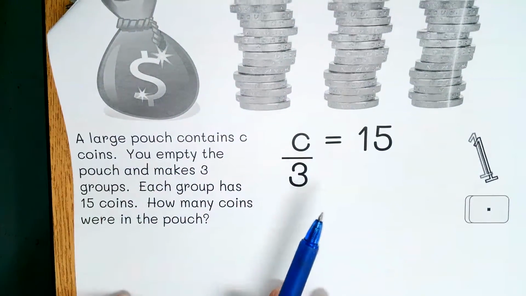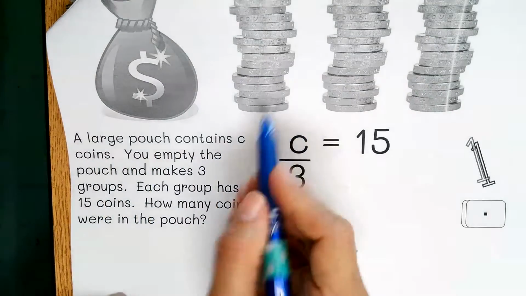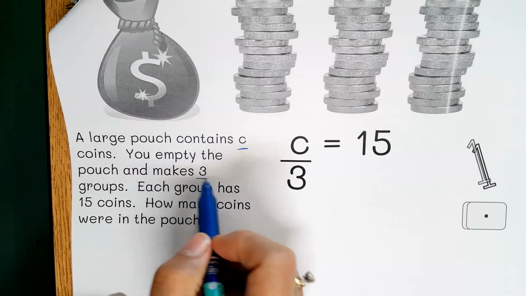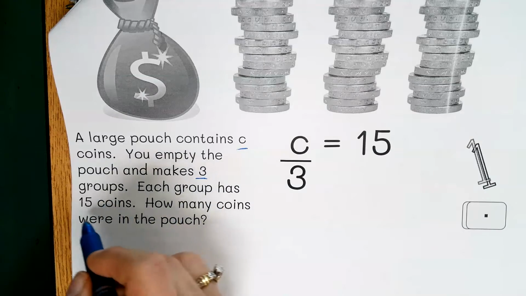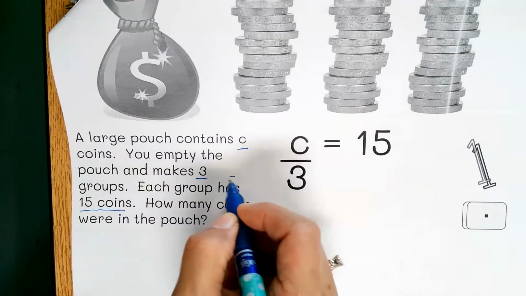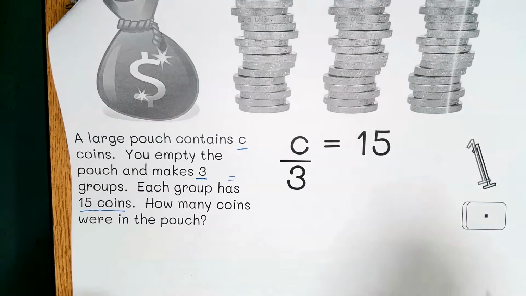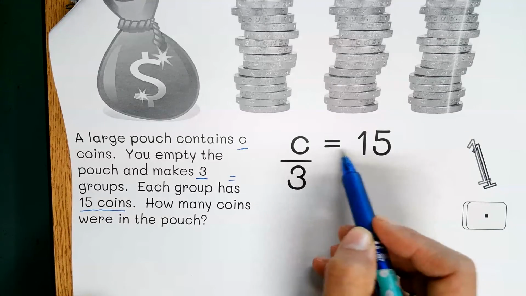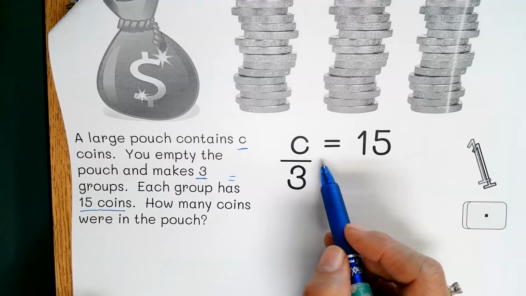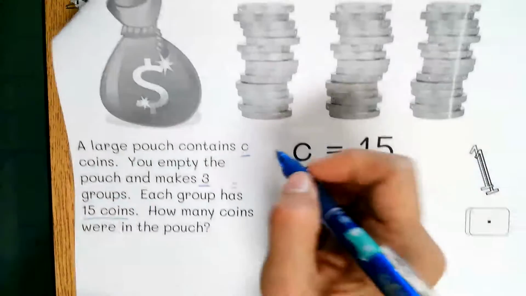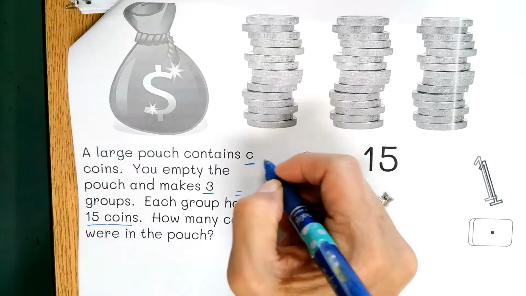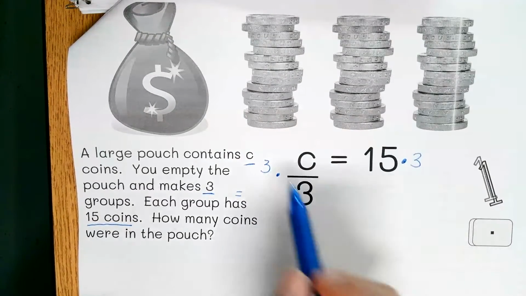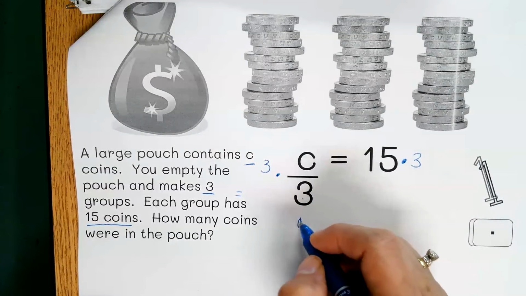Now we have another sample problem. It says a large pouch contains C coins, some unknown value. You empty the pouch and it makes 3 groups. Each group has, or is, 15. How many coins are in the pouch? So you're sharing this certain amount by 3, which is division, and it has to equal 15. If they're dividing, the inverse operation of division is multiplying. So to undo the division, I'm going to multiply by 3, and what you do to one side, you do to the other. Now 3 divided by 3 is 1C, again.